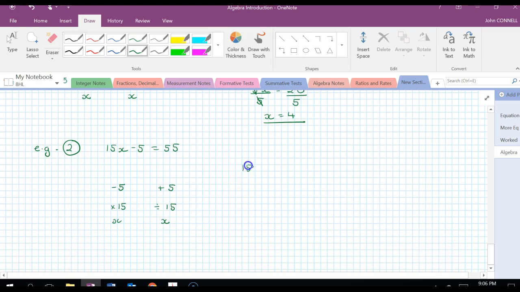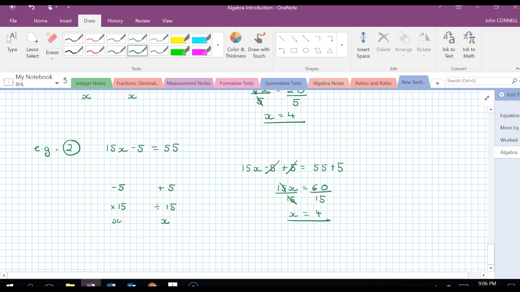So 15x take away 5, and I'm going to add 5 to both sides because it's going to keep everything the same. Those 5s are going to cancel, so I get that 15x is the same as 60. Then I'm going to divide both sides by 15, not minus 15. So the 15s there as common factors are going to cancel, and 60 divided by 15 gives me 4. So x is the same as 4.